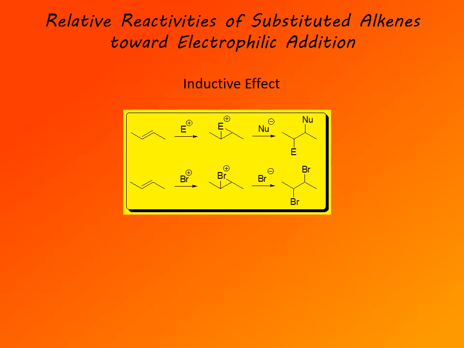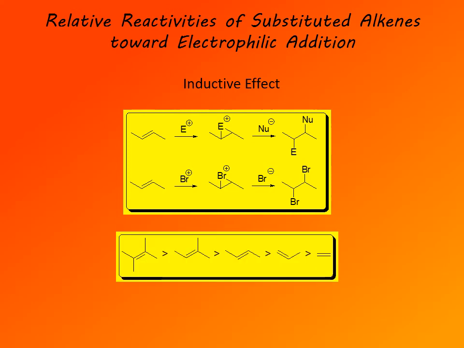So inductive effect is effect that spreads through sigma bonds. So substituents that are capable of donation of electron density through sigma bonds will increase reactivity of an alkene. And alkyl substituents or hydrocarbon substituents in general are such substituents, which means that with increasing number of alkyl groups on double bond, reactivity of that double bond increases.